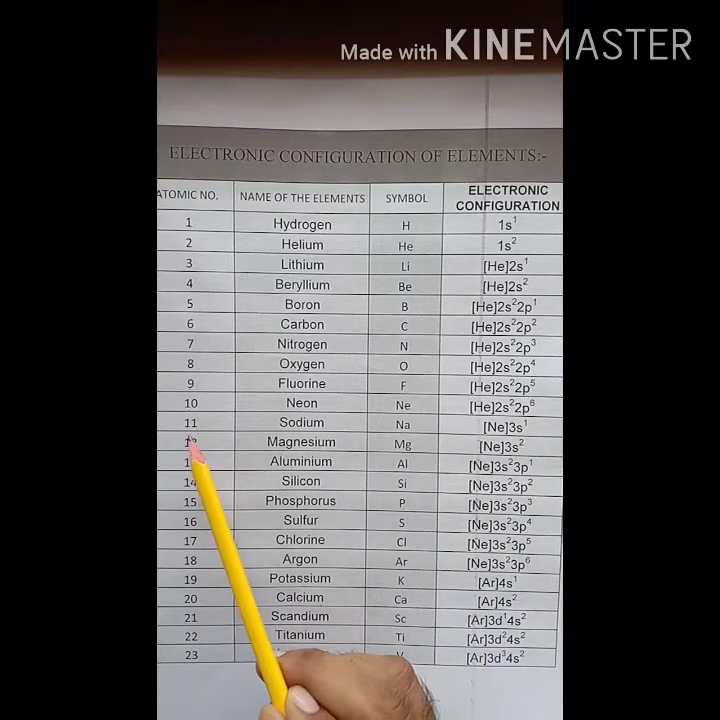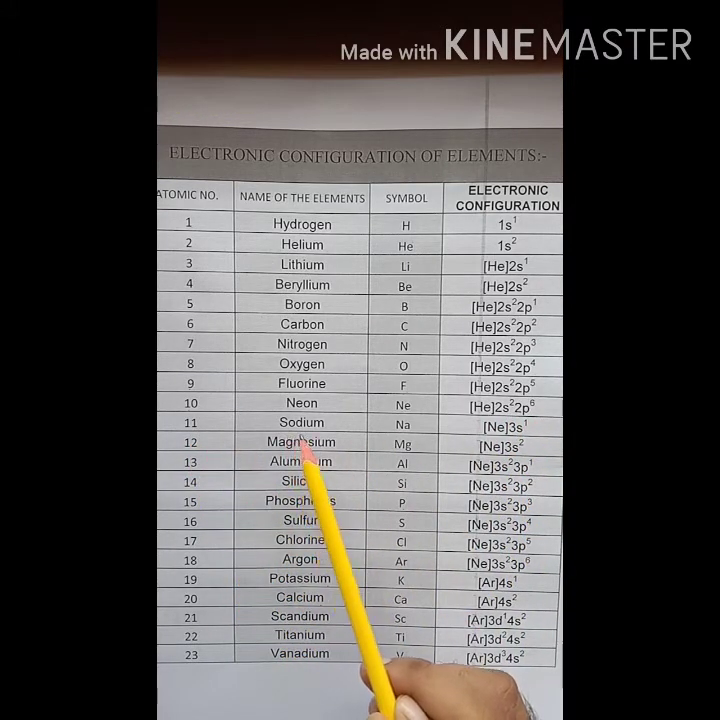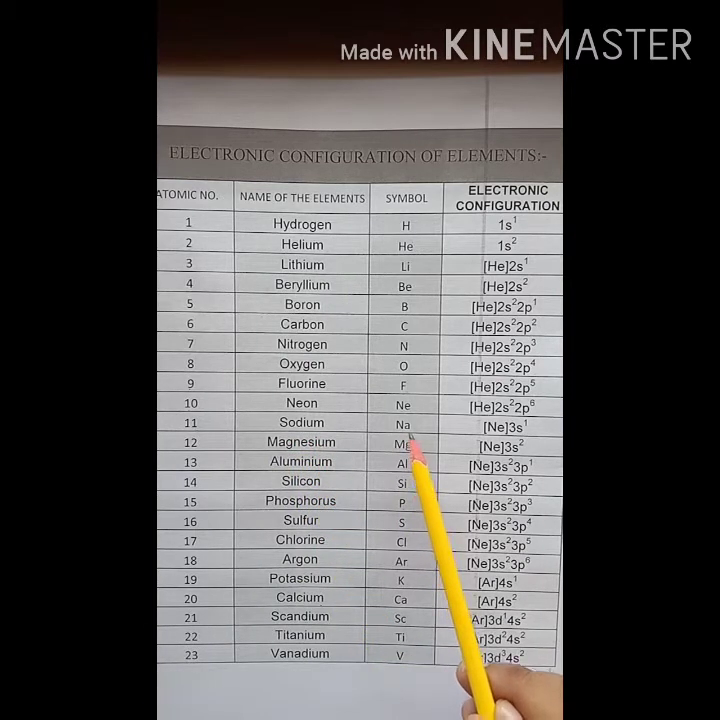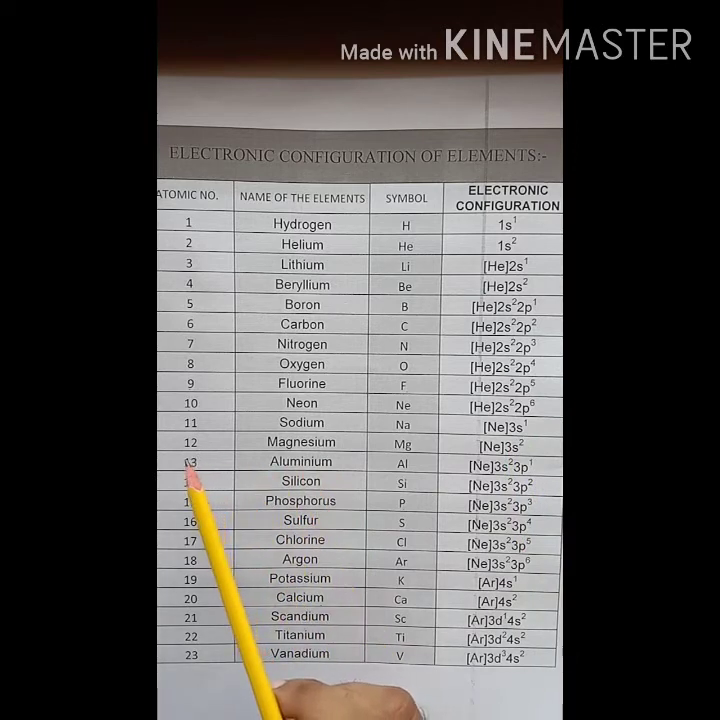The next atomic number is 11. Name of the element is sodium. Symbol is Na. Electronic configuration is [Ne] 3s1. The next atomic number is 12. Name of the element is magnesium. Symbol is Mg. Electronic configuration is [Ne] 3s2.